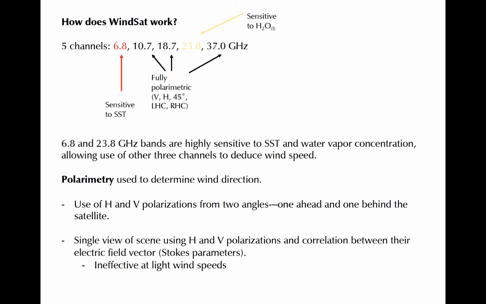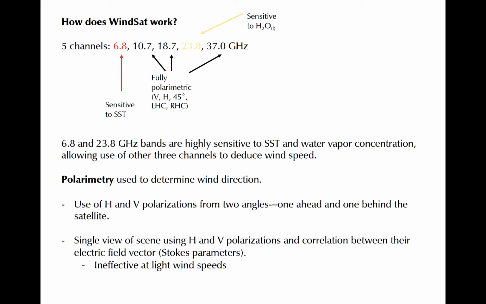Recall from a previous module that the 6.8 GHz channel is quite sensitive to SST, and the 23.8 GHz channel sits along a water vapor absorption band. These two frequencies can therefore be especially used to determine the effect of SST and tropospheric humidity on brightness temperature, while the others are then used for estimating the wind speed.